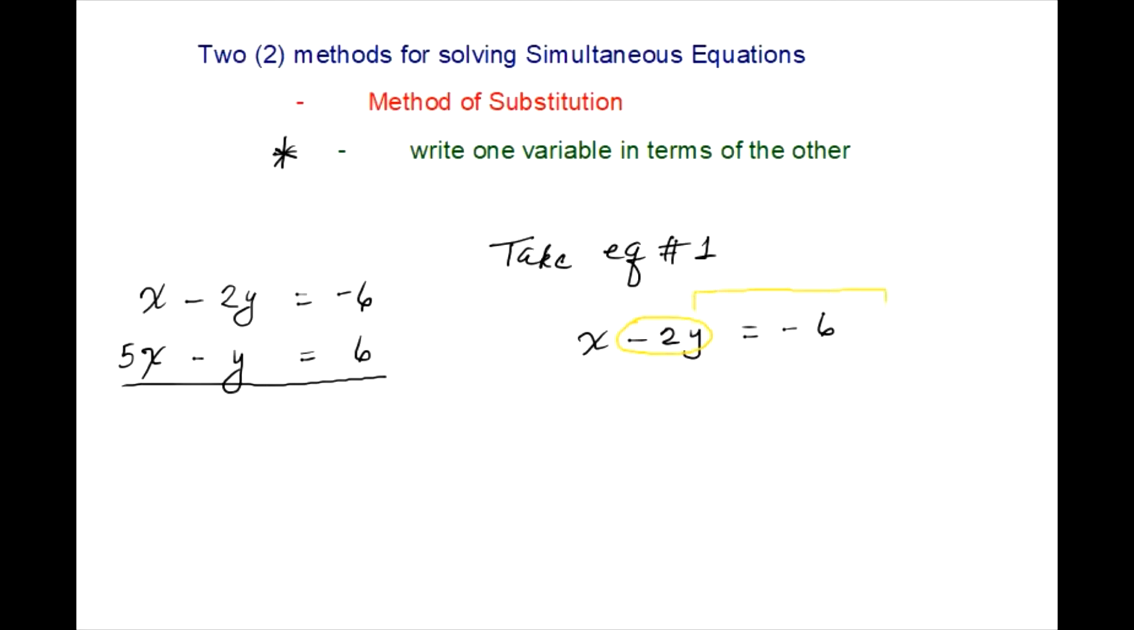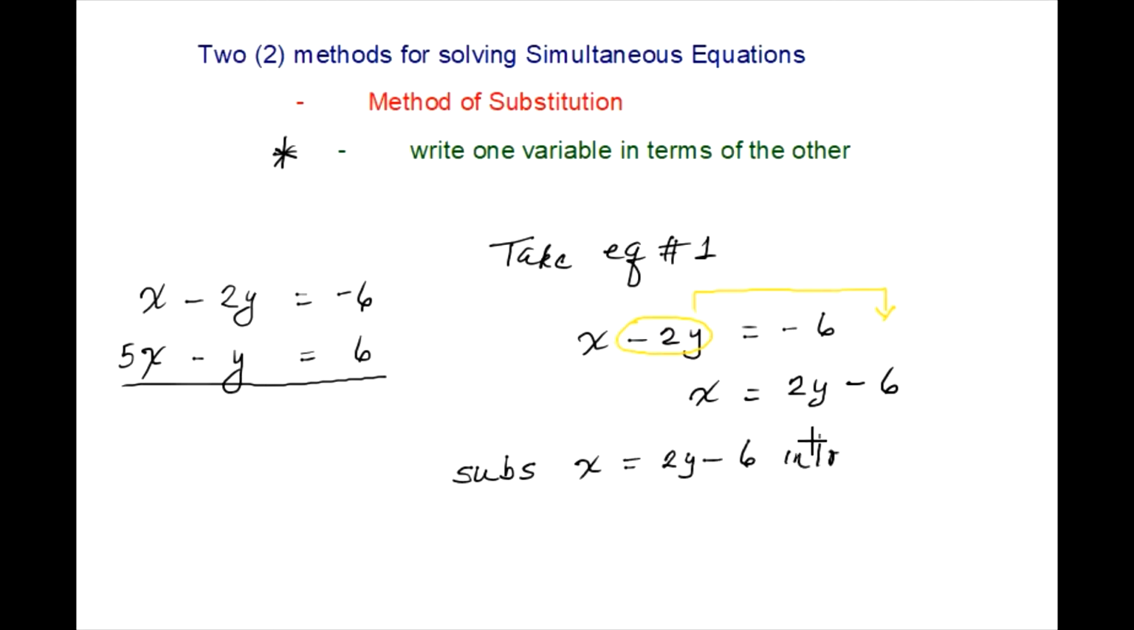So I want to transpose that. And I really and truly already understand what that means. It means take it on the other side. And whatever sign it has, it will flip. So now when I do that, I get x is equal to positive 2y minus 6. See, so now I've written x in terms of y. How is that useful? Because now what I'm going to do is I'm going to substitute that. Substitute x is equal to 2y minus 6.